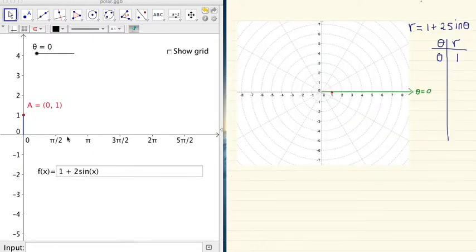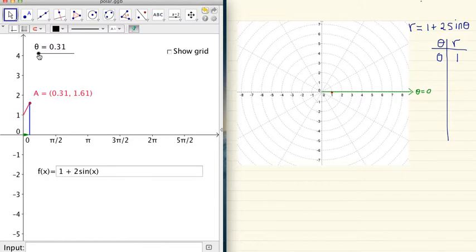Over on the left side, I'm going to look at the graph of y equals 1 plus 2 sine x, and let's just look at the part of the graph that corresponds to angles in quadrant 1, between 0 and pi over 2. When theta equals pi over 2, and that's also going to go on my list, r would be 1 plus 2 sine of pi over 2. Sine of pi over 2 is 1, so I get 3.